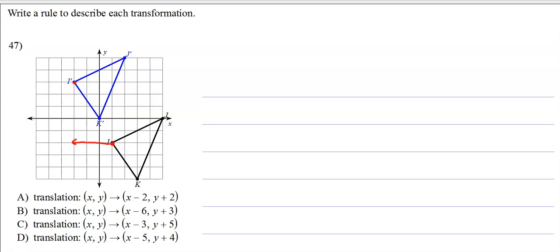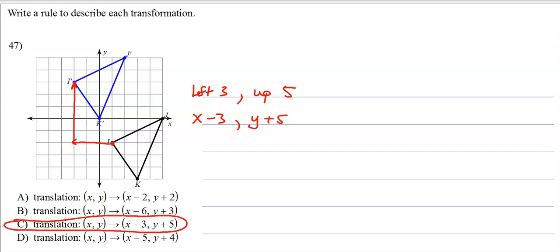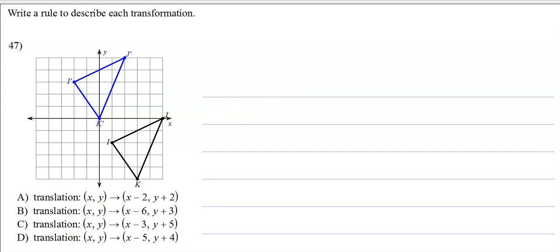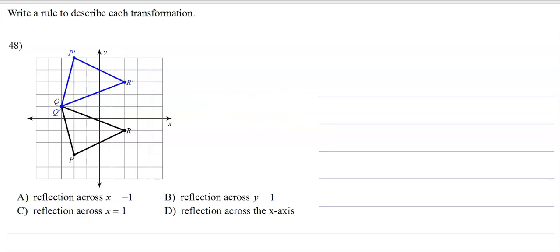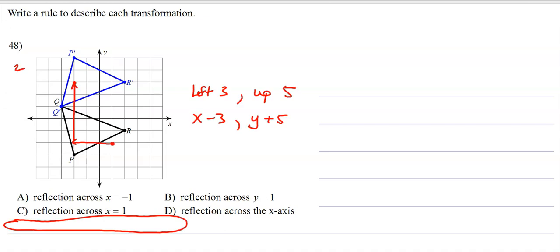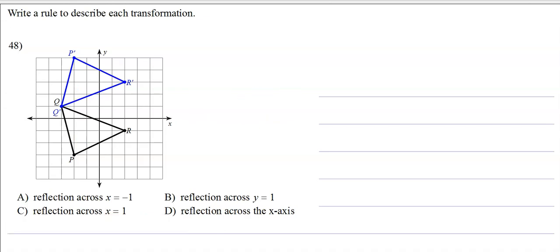So the direction went left 3. So I need to go left 3. And then from there we went up 5. So in symbols, left 3 up 5 is x minus 3, y plus 5, which looks like C is the right answer. Oh, snap. All right. Nobody saw that, so don't worry about it. A few snickers from the crowd.